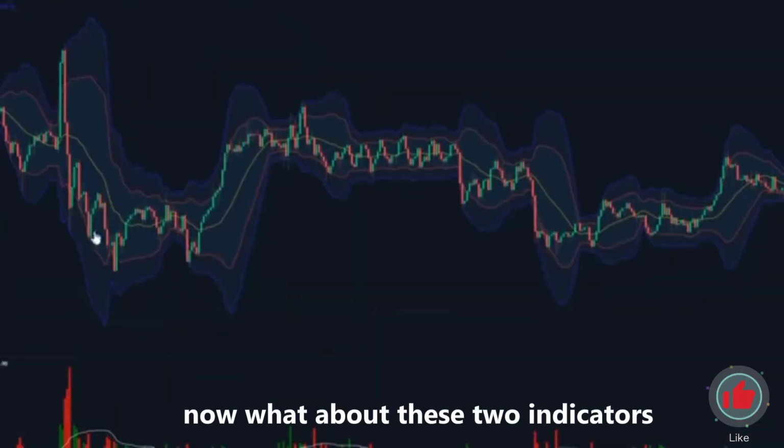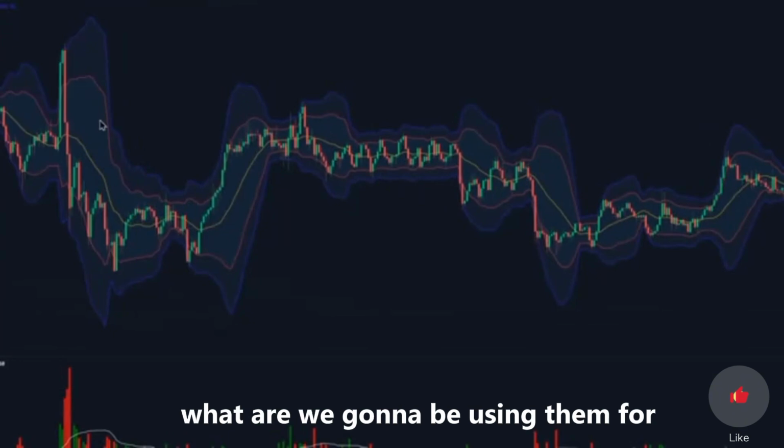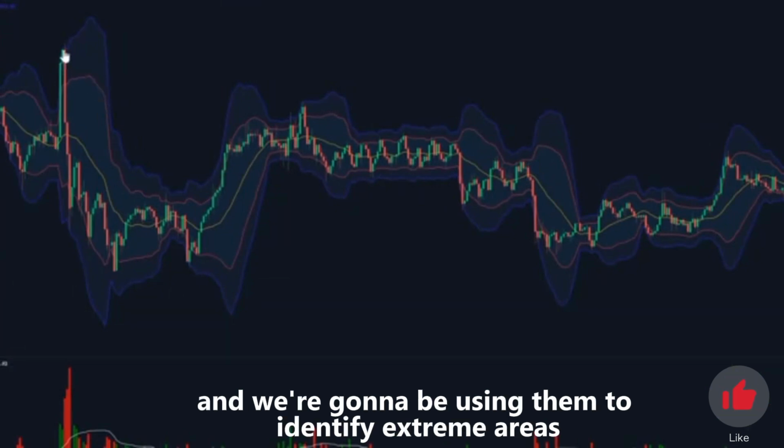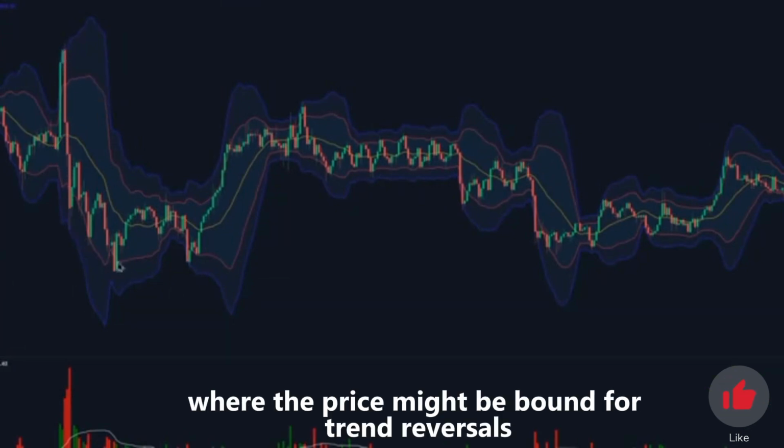Now, what about these 2 indicators? What are we going to be using them for? Well, these are basically the core indicators of this strategy. And we're going to be using them to identify extreme areas where the price might be bound for trend reversals.